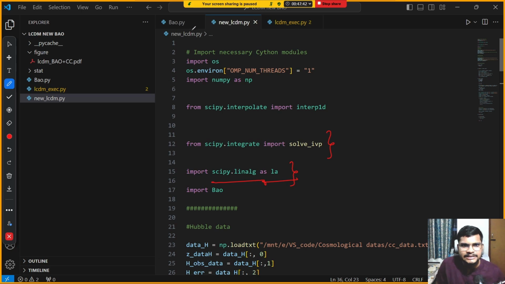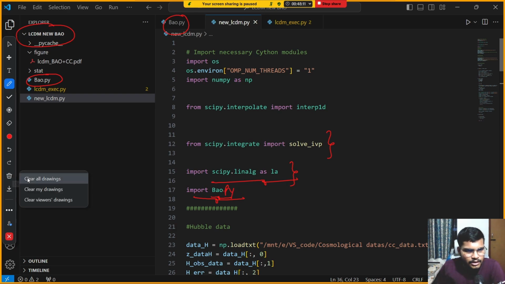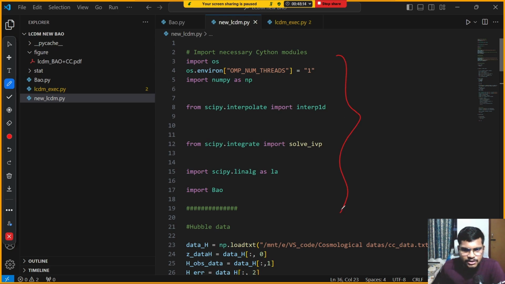And now I have saved this bao file as bao.py. Let us say that I am working with LambdaCDM new bao, and this is my parent folder. You have to keep the bao file in that folder only, all right? So bao.py, I'm importing my bao from there. So import bao, I'm not going to write .py, only import bao, right? Because I'm using some functions which I have already defined over there. If you really want to understand how these things work, you can see my other video, all right?